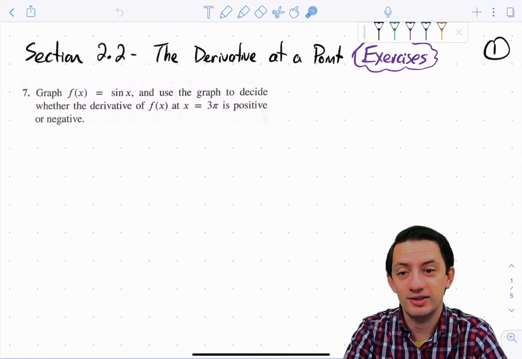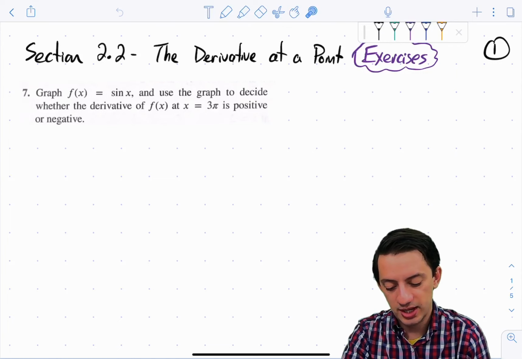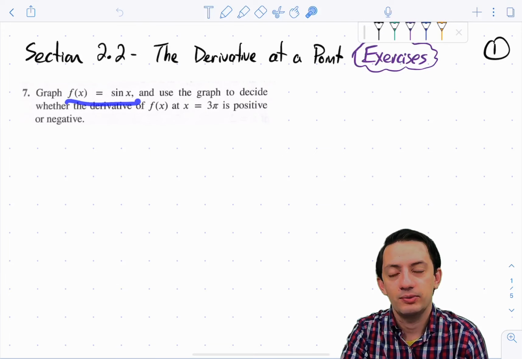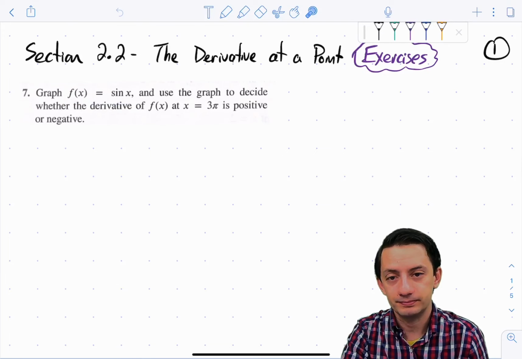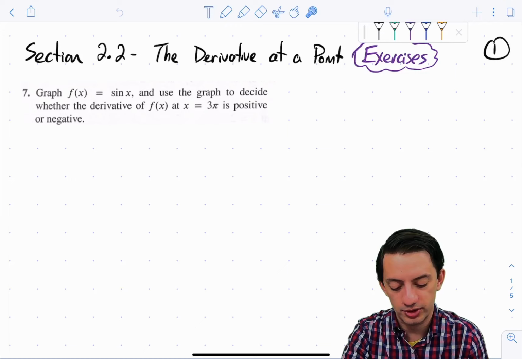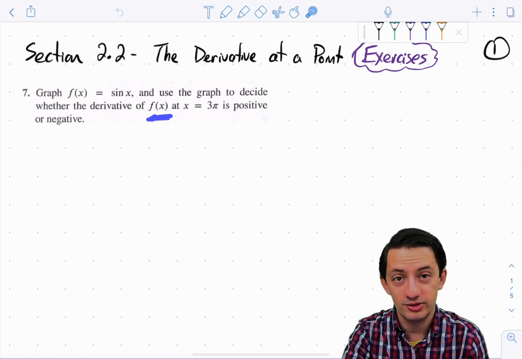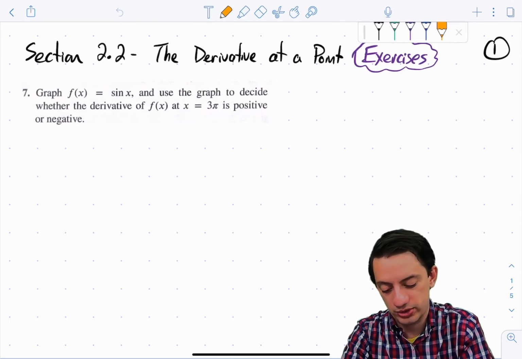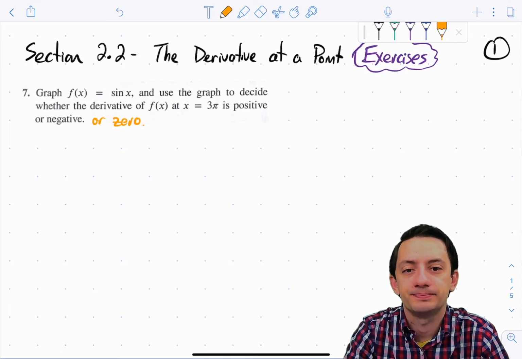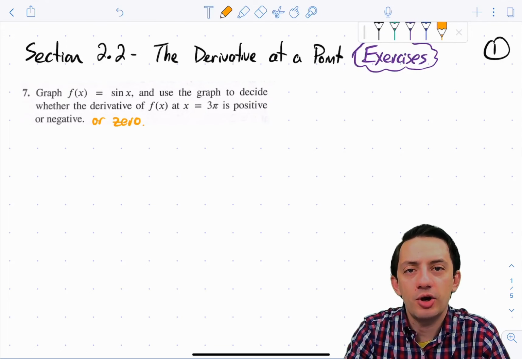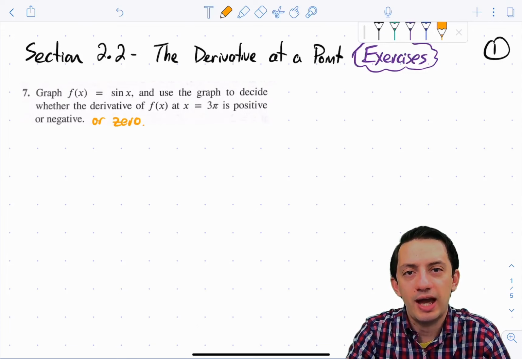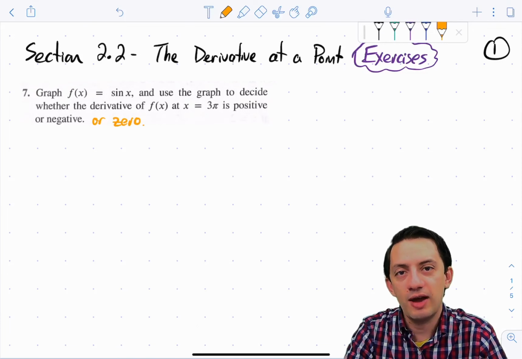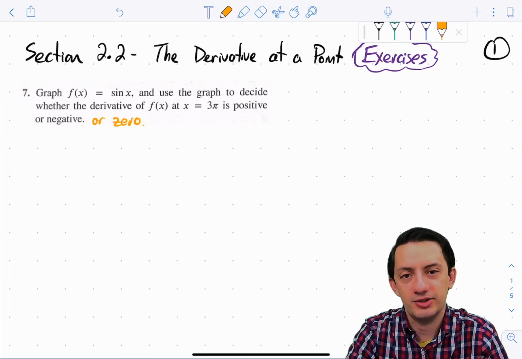This is number 7 in the textbook. The question says graph sine of x, which we just did over in the lecture video, and use the graph to decide whether the derivative of f of x, so that's sine of x, at 3 pi is positive or negative, and I guess we could also say or 0. That's usually what these questions will say. So in the lecture video, we did almost this exact same question, except we were looking at pi, and we graphed it in Desmos, and we looked at the slope of the tangent line.